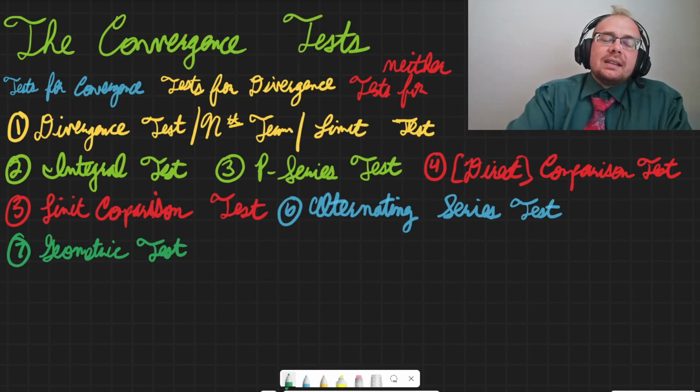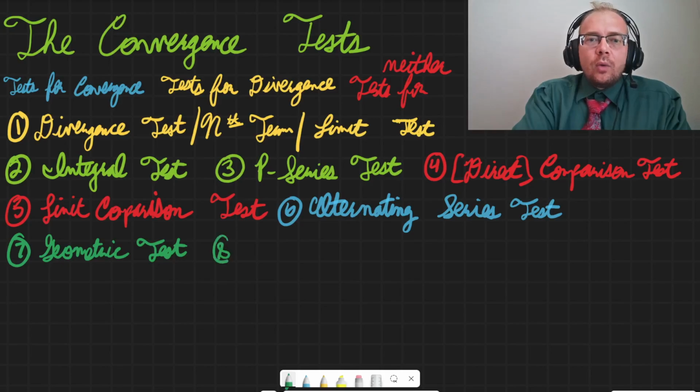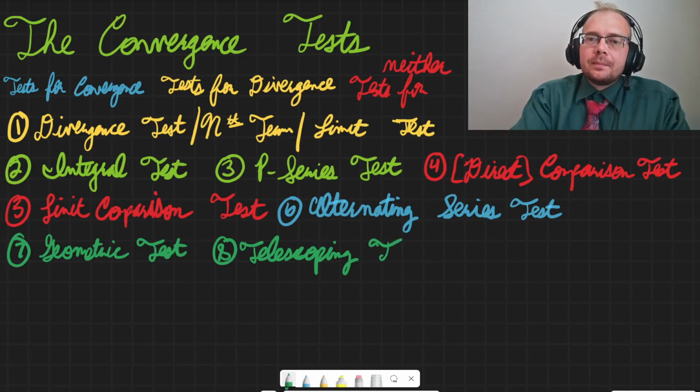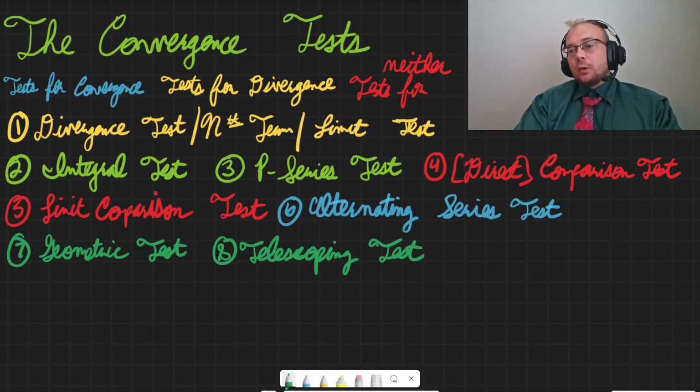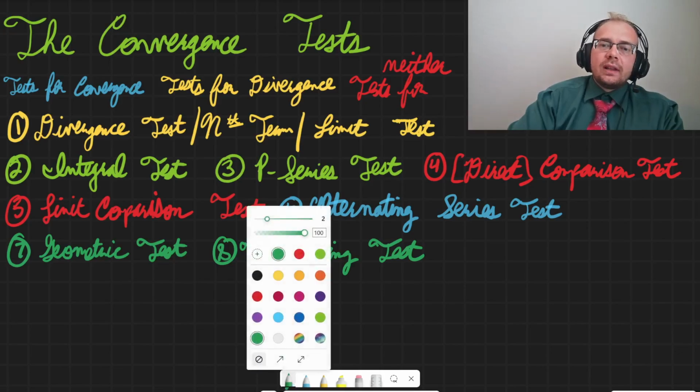And that is one of the only tests that actually gives you the answer. The other one is the telescoping test. So the geometric test and the telescoping test. Very nice, very nice. So that leaves us with only two more left.